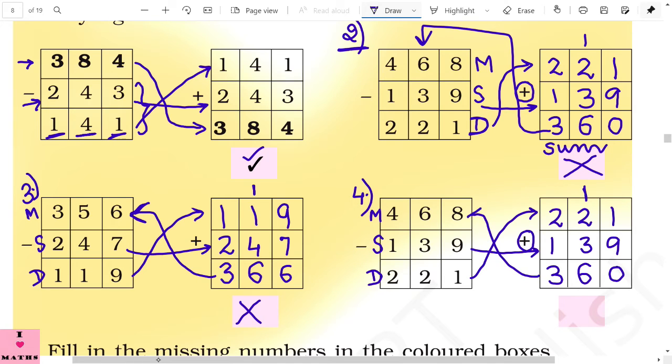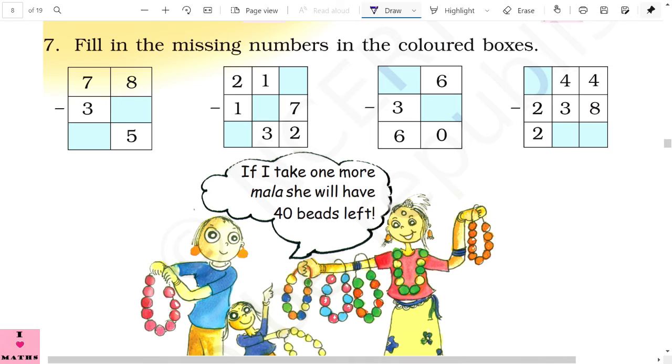Even this question, she has not done it correctly, beta. Why? Because 360 is not equal to 468. So even this question is wrong.